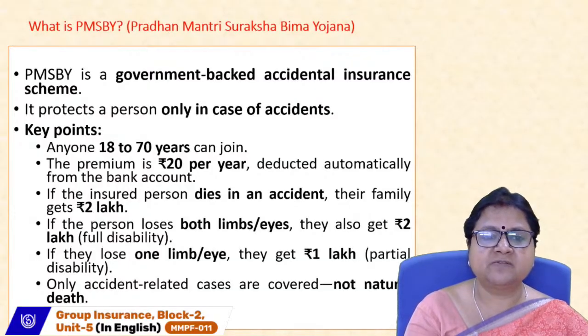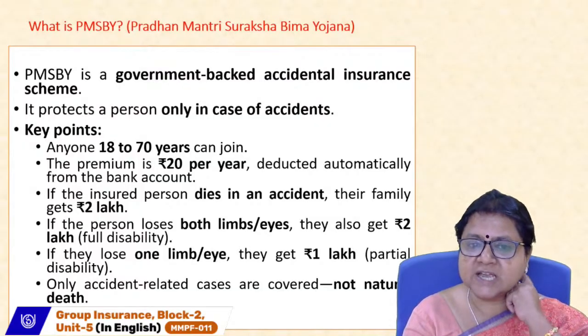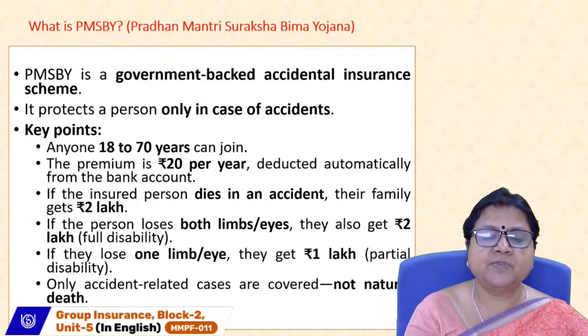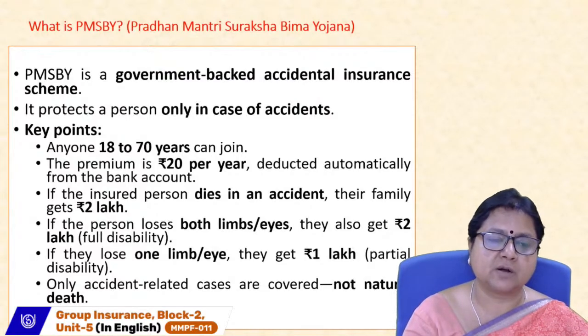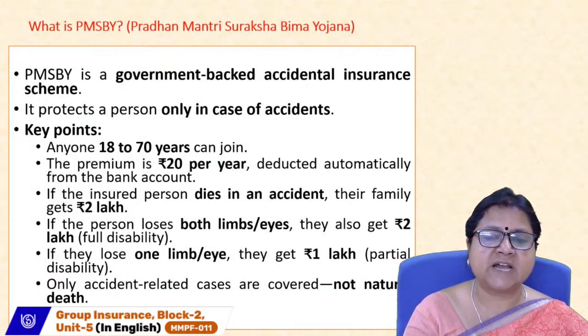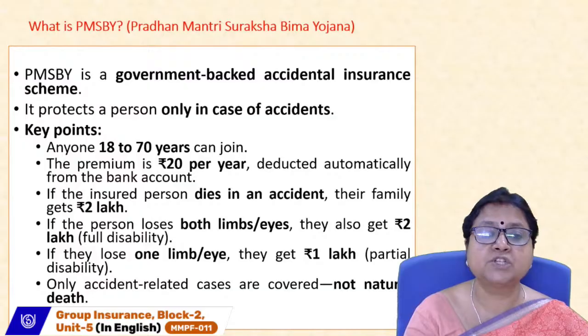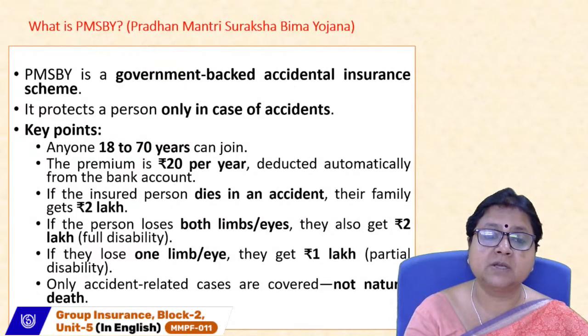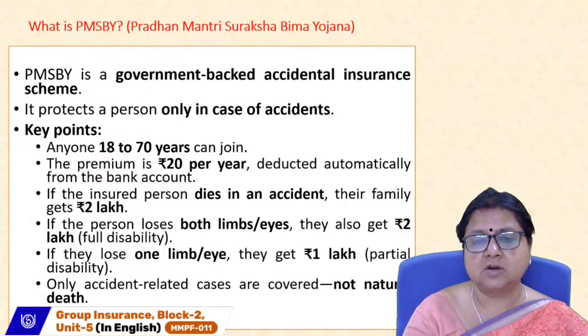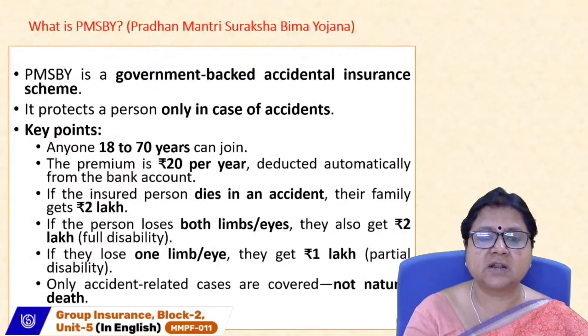Any person between the ages of 18 and 70 years can have this insurance. The premium is only ₹20 per year, and this premium is deducted automatically from his bank account. If the insured person dies in an accident, their family gets ₹2 lakh, just for a premium of ₹20 per year. It is not per month, it is per year. The family of the person who dies only in an accident, not beyond that, gets ₹2 lakh. Now, if the person loses both limbs or eyes, they also get 2 lakhs. It is for full disability.